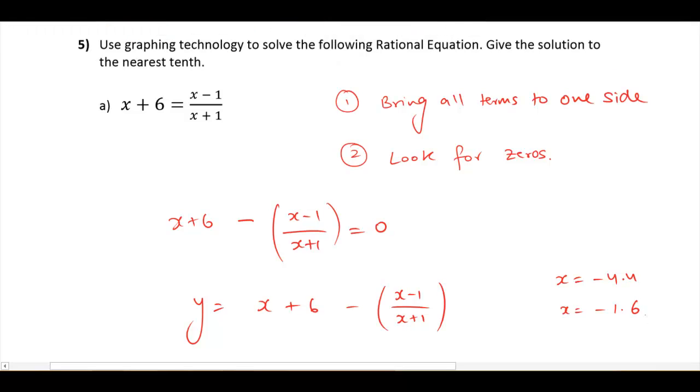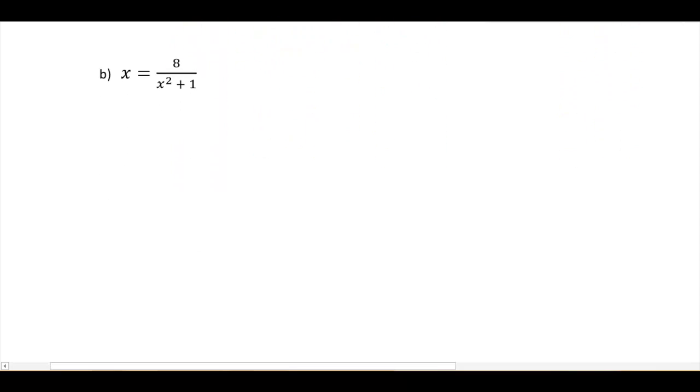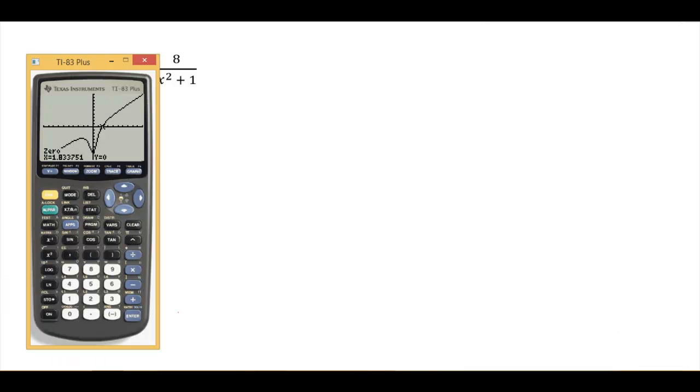Similarly, try the next example, and the answer you will end up getting for that particular example is the graph will look like that, and your 0 will end up being 1.8. You can confirm that in your graphing calculator, and that's the answer you should be getting.